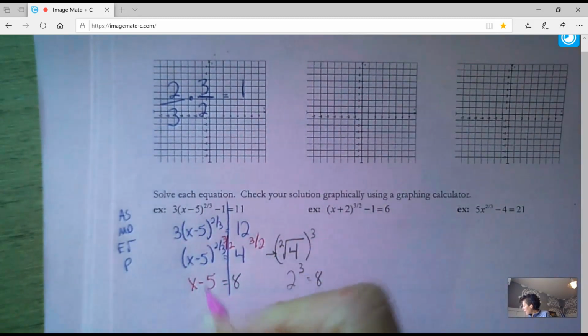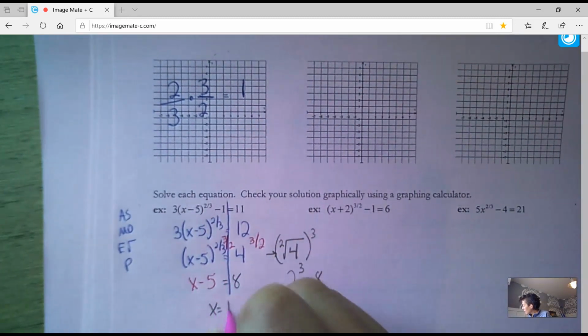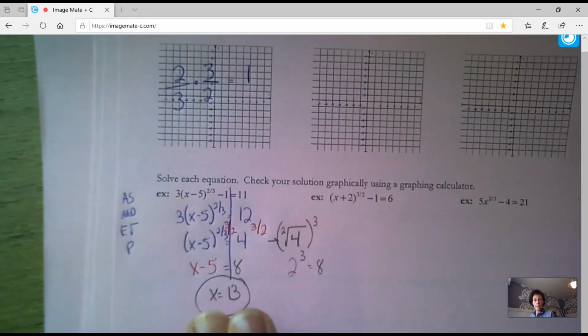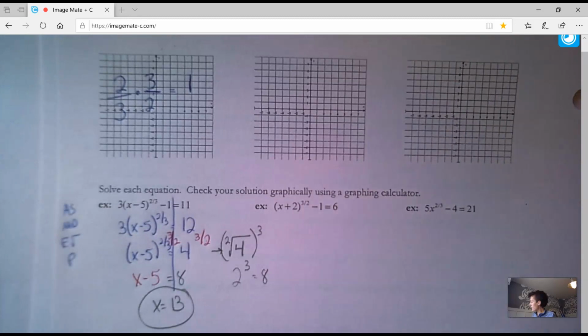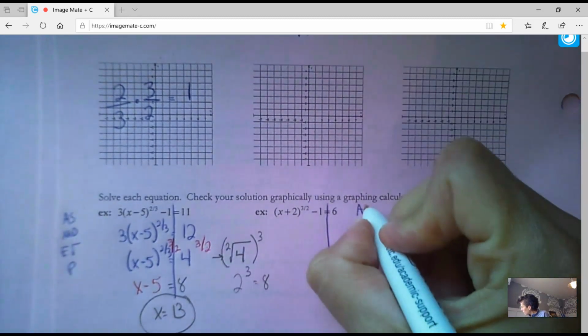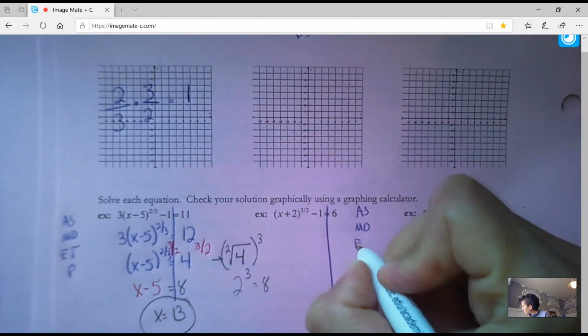And now I'm going to add 5. And when I'm done, I get 13. We'll talk about whether we have to worry about, is this an extraneous solution or not? But let's finish the next one. So go to the next one. Again, I'm going to make my little checklist. Add, subtract, multiply, divide, exponent.